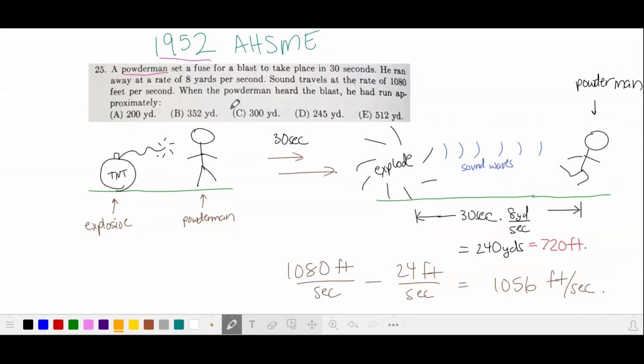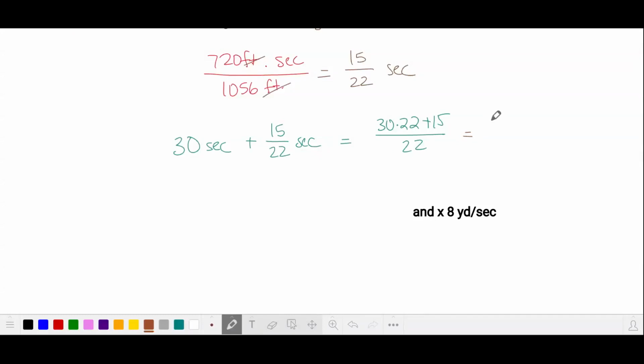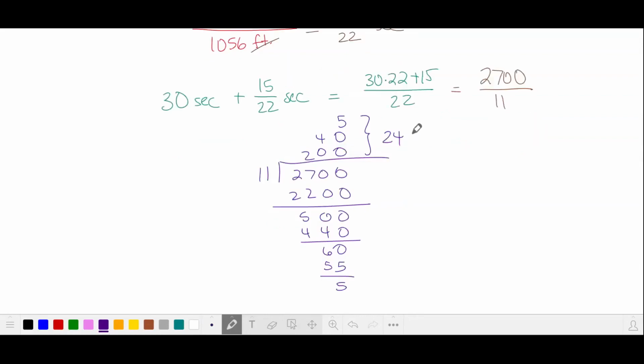Looking at the problem statement, it says when the powder man heard the blast, he had been running for how many yards? So I suppose we need to include those first 30 seconds. It'll be the 30 seconds after he set the fuse, plus the 15 over 22 seconds that the sound waves take to catch up to him. We'll add these two and see if they're close to any of the given answers. Multiplying and simplifying, this is 2,700 divided by 11. If you want to be accurate, you can do the long division. And our quotient is 245 with a remainder of 5.